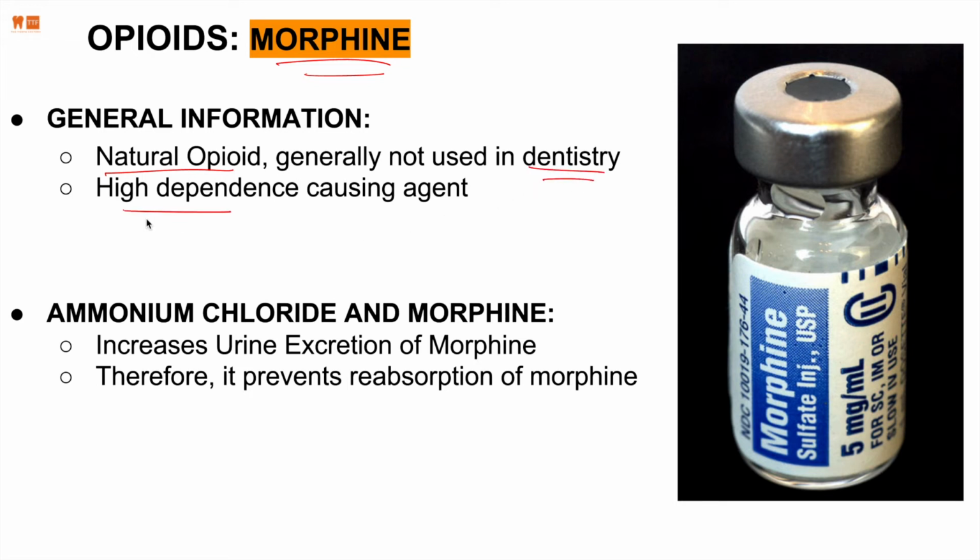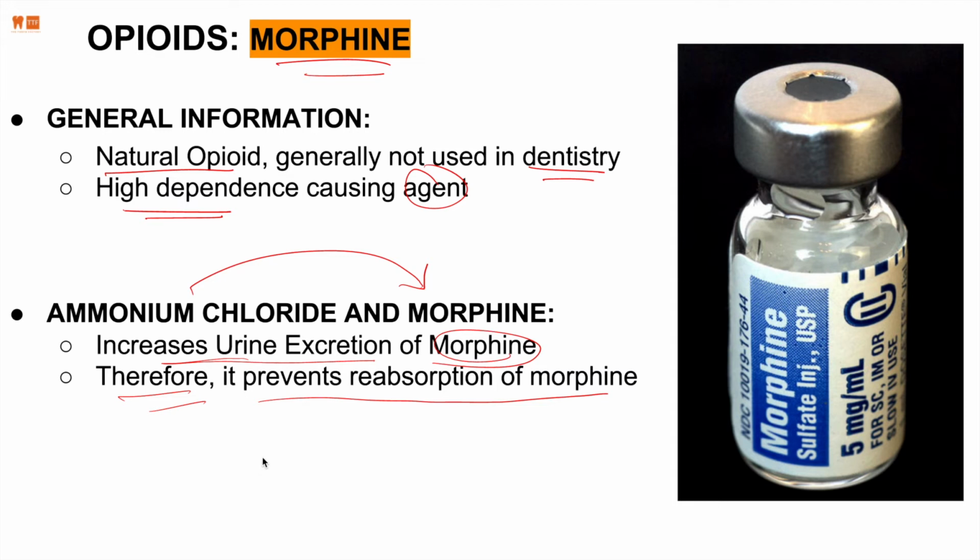It does have a very high dependence as it's an agent that causes a lot more addiction than any other opioids. Ammonium chloride and morphine. Now, what does this ammonium chloride and morphine have in common? Well, ammonium chloride, when you take it with morphine, there is an increased urine excretion. Increased urine excretion of what? Of morphine. Therefore, consider this, that it prevents the reabsorption of morphine.